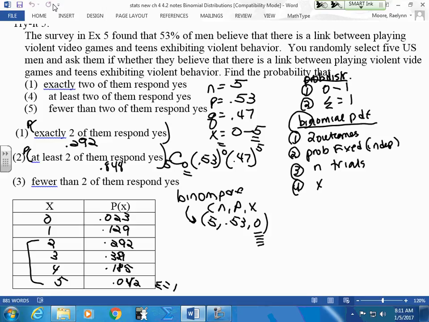Now the last one says fewer than 2. What is fewer than 2? 0 and 1. Can I count 2? No, I need to be fewer than 2. So all I have to do is add these 2 guys up, or I can use my complement piece. Good. You subtract this guy from 1, and you still get the same answer.